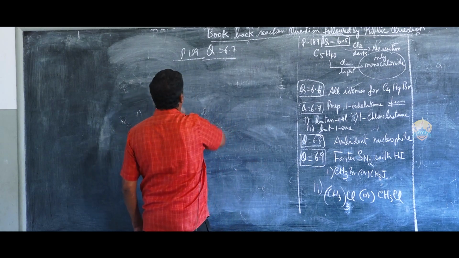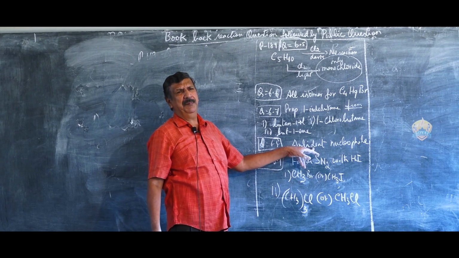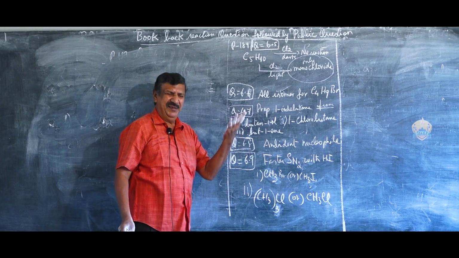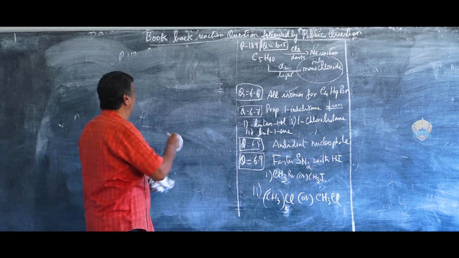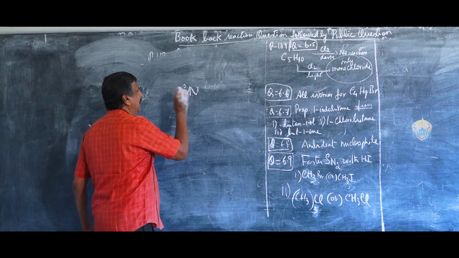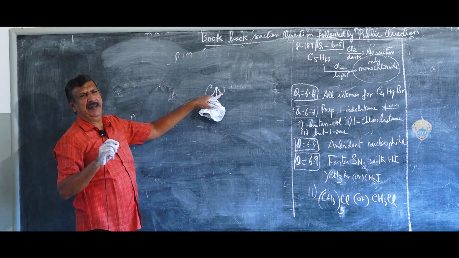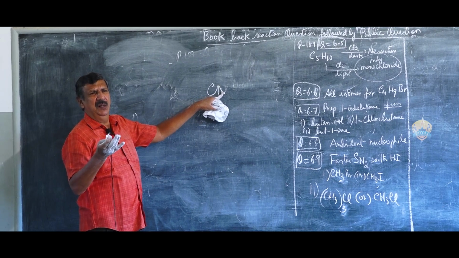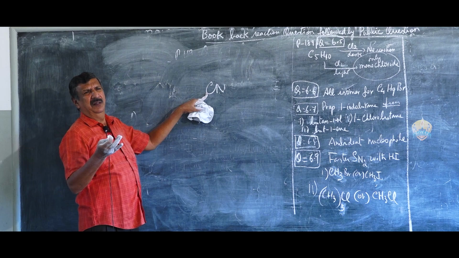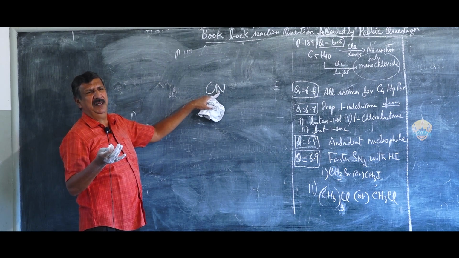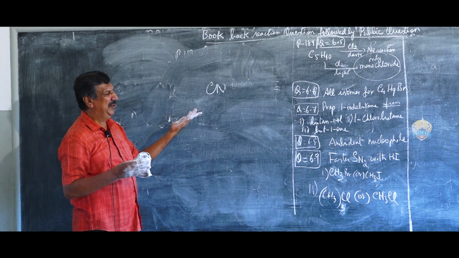Next question. This is very simple. You all know that. What do you mean by ambident nucleophile? It's a nucleophile attacking from both sides. For example, cyanide. It can attack from the carbon side, and it can attack from the nitrogen side. When it attacks from the carbon side, it is a cyanide. When it attacks from the nitrogen side, it is known as isocyanide. So, it's all a very easy question.